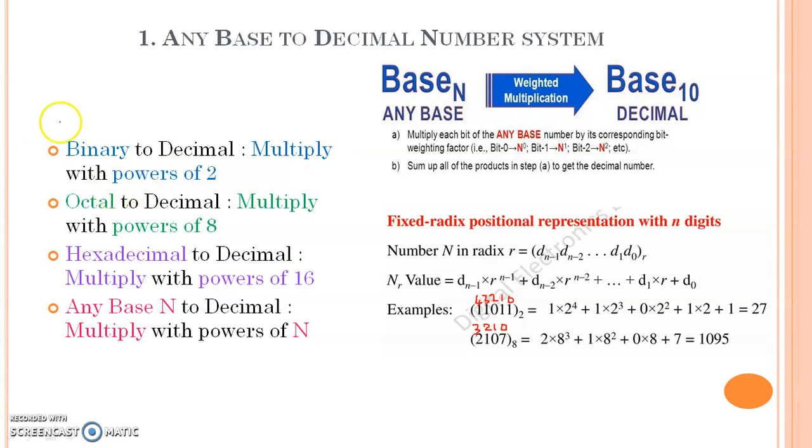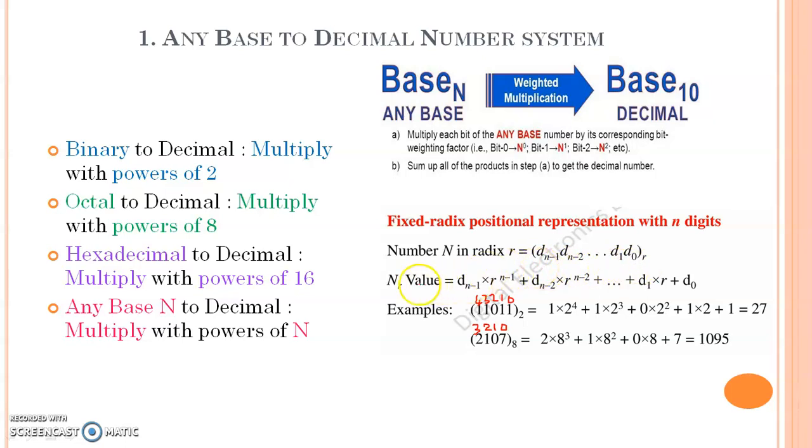That is, if you want to find the binary to decimal value, you have to multiply with powers of 2. If you want to convert octal to decimal, multiply with powers of 8. For hexadecimal to decimal, the base is 16, hence multiply with powers of 16. Then you have to add up the products. In a positional number system, if a number is represented using n digits, then its positions range from 0 to n minus 1. That is, if I represent a number using 5 digits, then its positions range from 0 to 4.